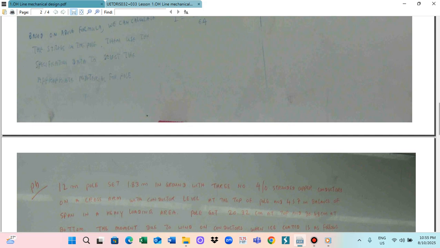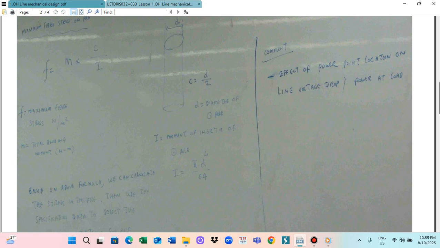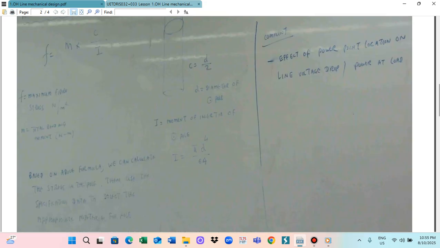The total bending moment is M. You also consider the shape of the pole. The pole is a circular shape. In this case, C is equal to D by 2. I is the moment of inertia. The moment of inertia of the circular pole is pi D4 by 64. Then we substitute everything here, and we can calculate the stress. This stress is the actual stress suffered by the pole. This you can compare with the standard material specification. All materials have a specific specification. Different timber has different stress, and then we can select the appropriate material for the pole. So this is a typical mechanical design for the tower pole.